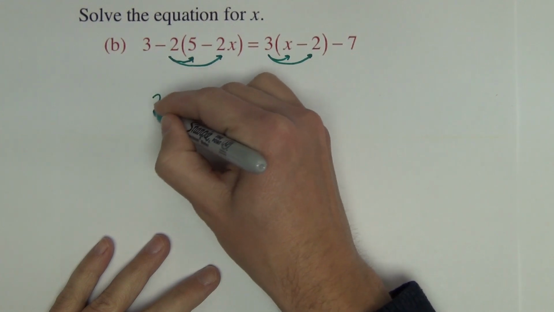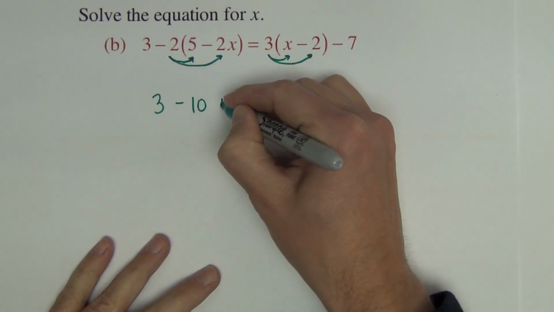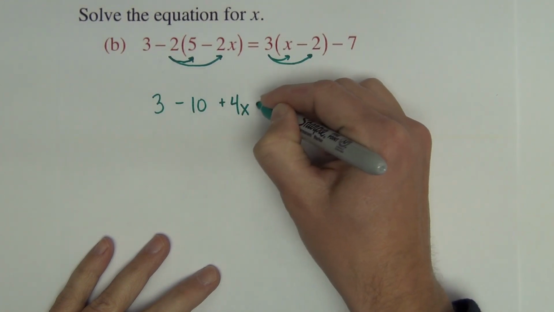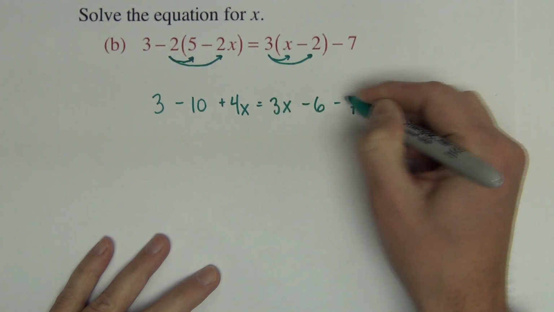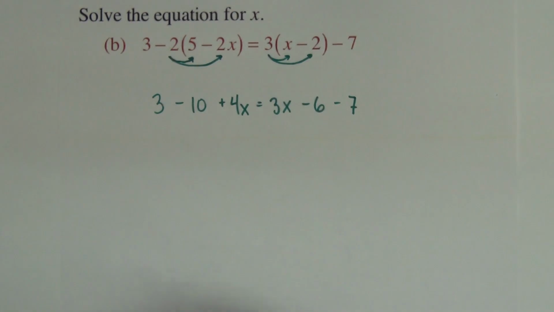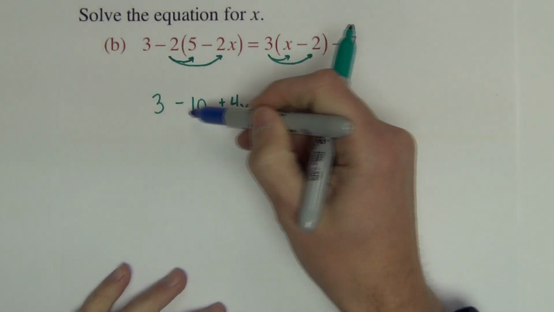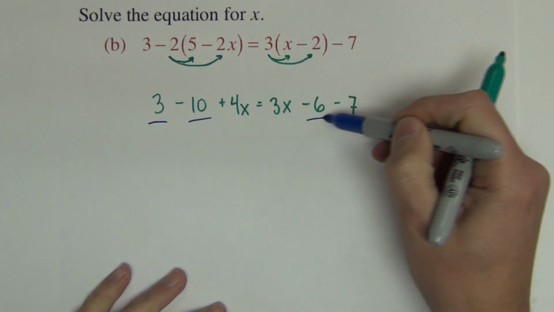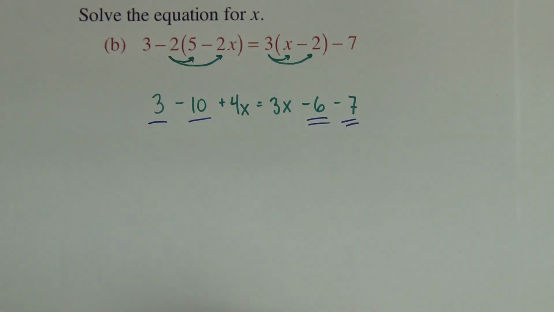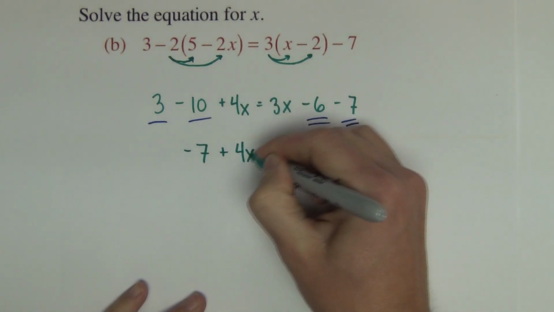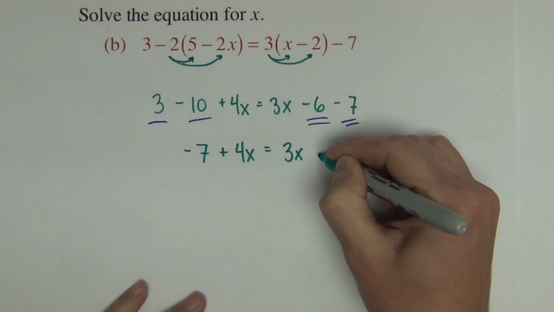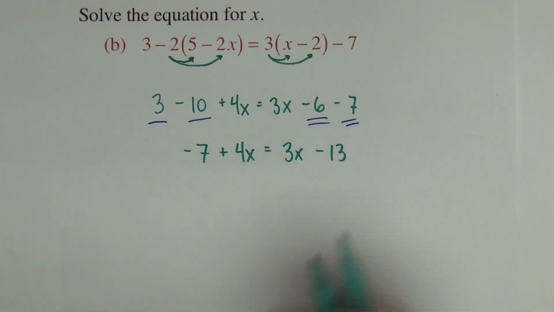So we get 3 minus 10 plus 4x equals 3x minus 6 minus 7. I'm going to go ahead and combine my like terms, giving me negative 7 plus 4x equals 3x minus 13.